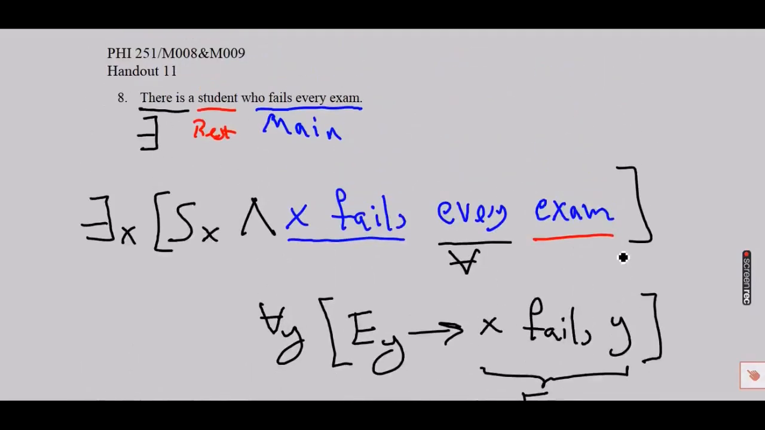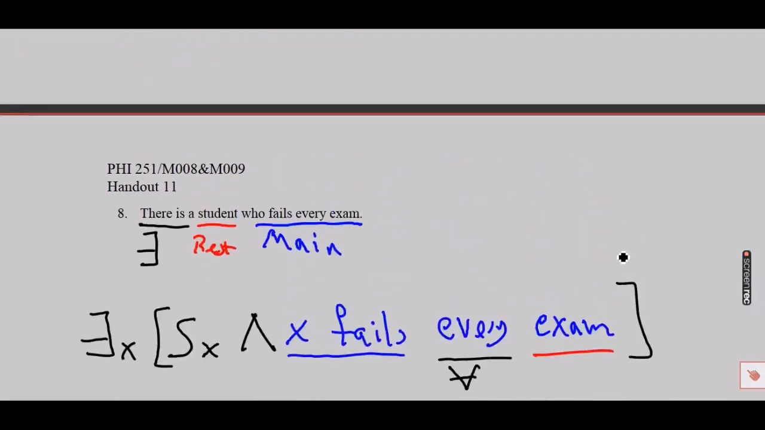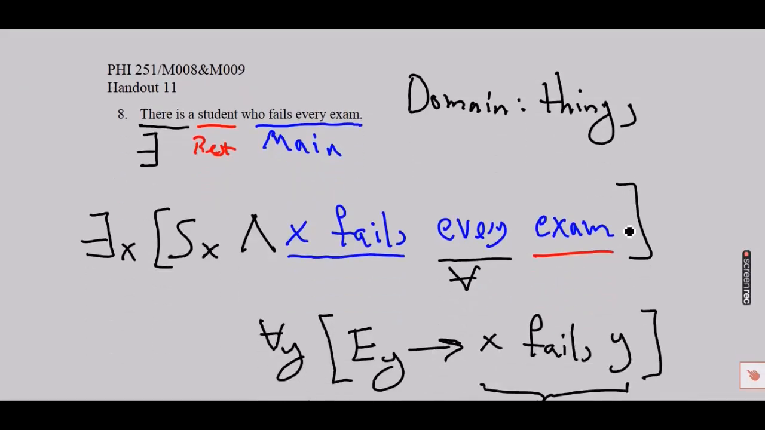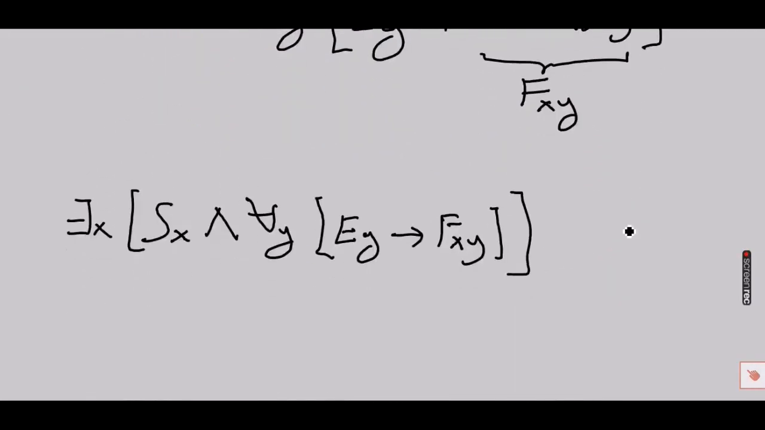So that's our symbolization. So what should the domain be here? Well, since we have every exam, we are going to use the domain of people, right? Sorry, we are not going to use the domain of people. We are going to use the domain of things. And since people is not explicitly mentioned, we don't need to worry about using the domain of people.